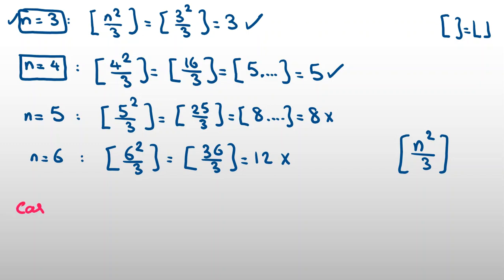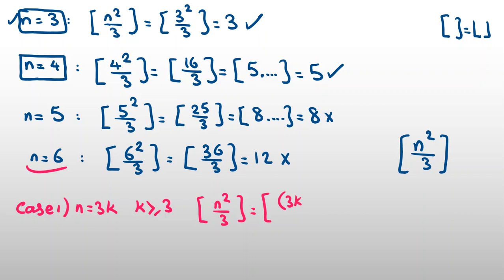Okay, case 1, I consider n equal to 3k, and I can say k is at least 3 because I've checked up to k equals 2 here. So n squared over 3 is (3k) squared over 3, which is 9k squared over 3, which is 3k squared, and the integer part of that is 3k squared because it is an integer.